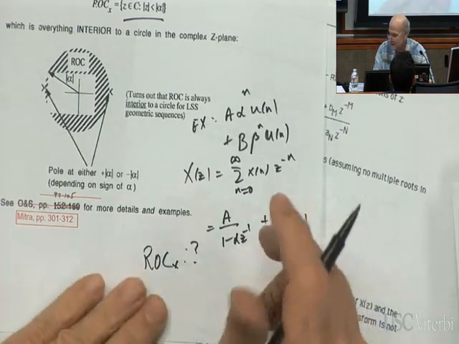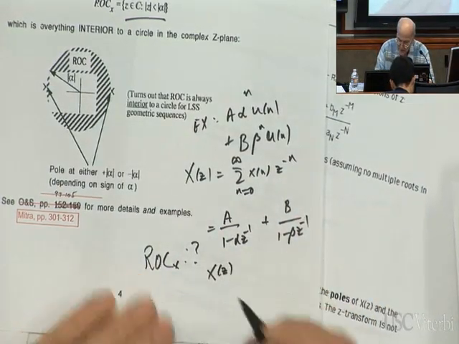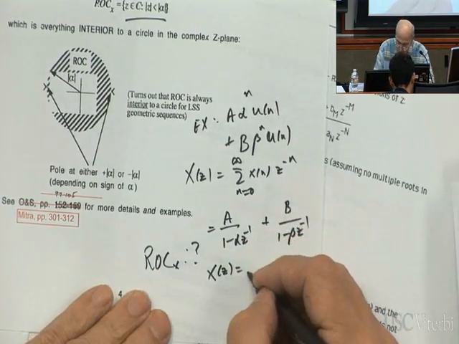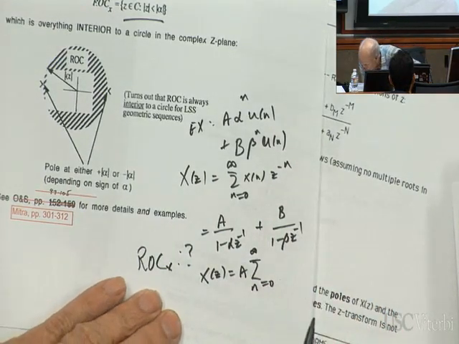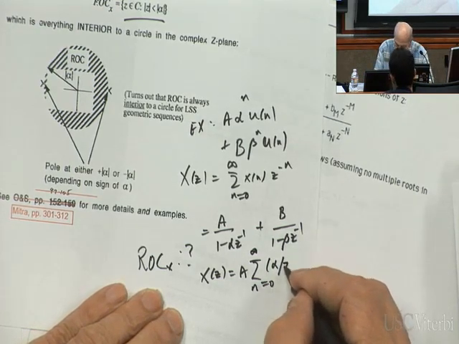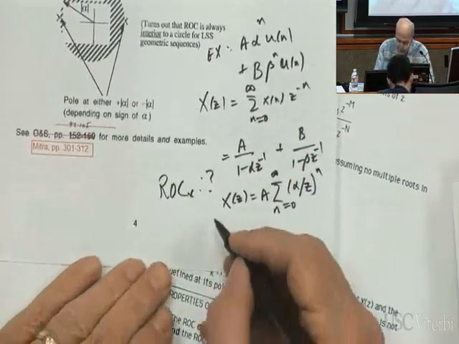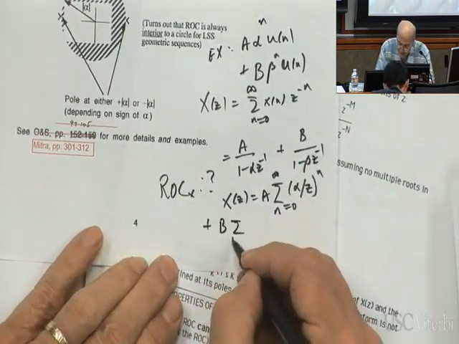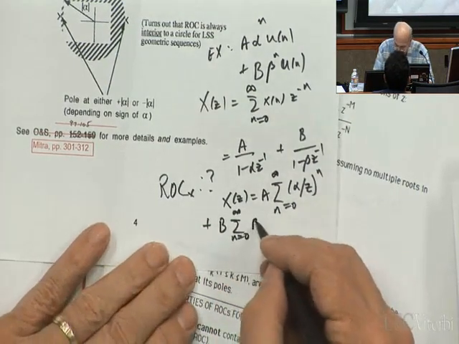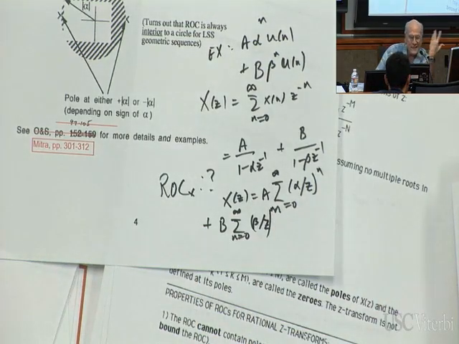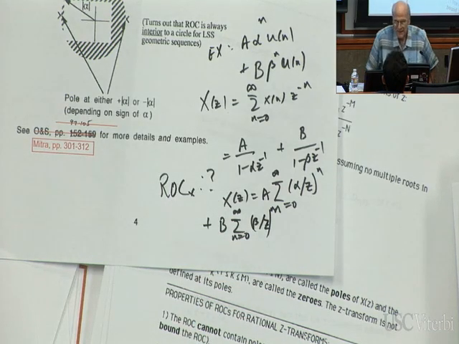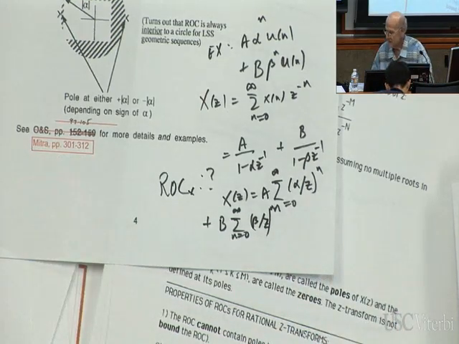Okay. Let's go back and look at our z transform again. Let's write it out in a little more detail: X of z equals a times the summation n equals 0 to infinity of alpha over z to the n, plus b times the summation n equals 0 to infinity of beta over z to the n. So here's my question. First of all, what is the region of convergence? It's the set of z in the complex plane for which X of z converges absolutely.